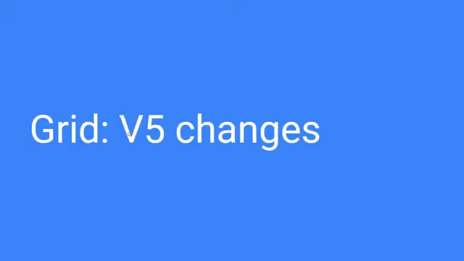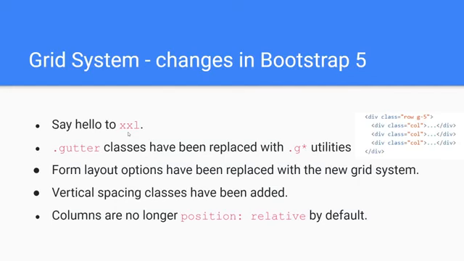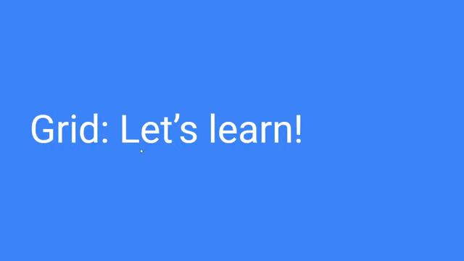Okay, so now let's quickly go through changes in grid from Bootstrap 4 to Bootstrap 5. So then again, we already said that there is new extra extra large size introduced. There is this gutter class which has been replaced with g-star, and we're gonna see how to use it just in a few seconds. And there are a few other changes which we're gonna see right now.